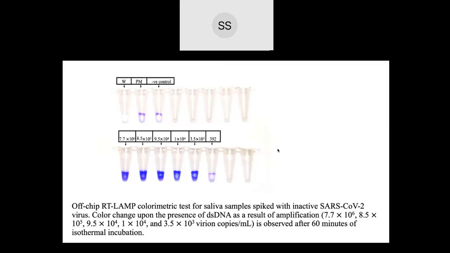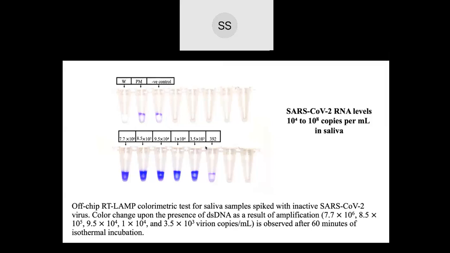Once the target was eluted, it was subjected to RT-LAMP in a thermocycler at different concentrations, and as you can see, a color change was observed in the reactions containing different concentrations of the target extracted from the saliva, and no color change was observed in the primer master mix reaction. The negative control was an unspiked plasma, which was not spiked with any sort of virus. We observed a sensitivity of up to 3.5 times 10 to the power 3 copies per mL reaction.